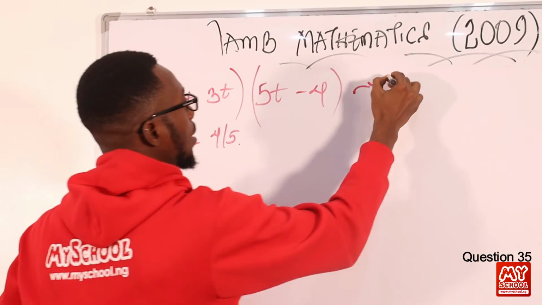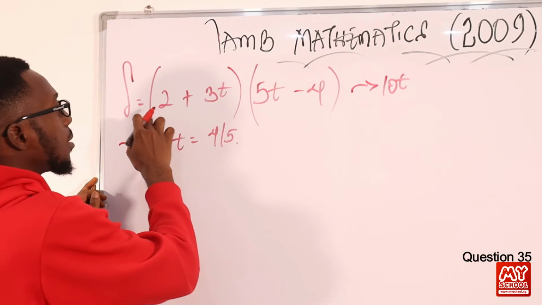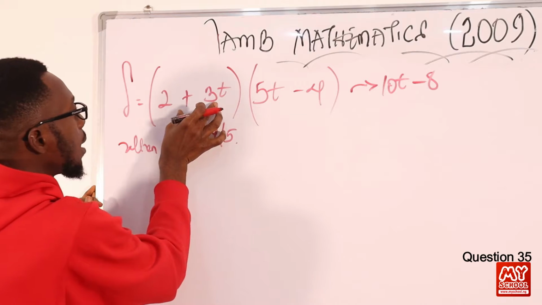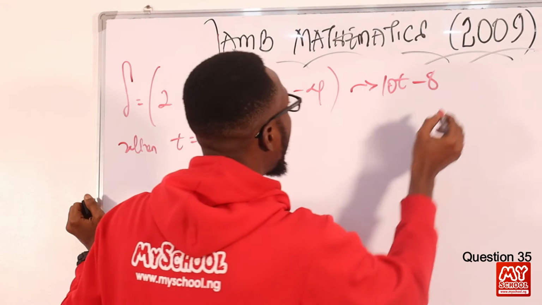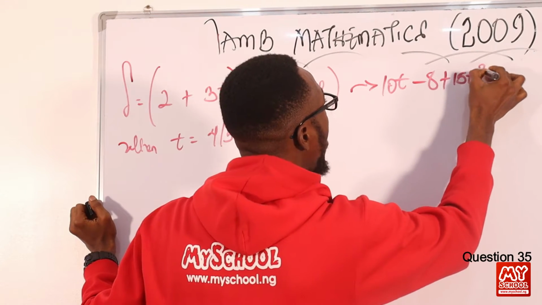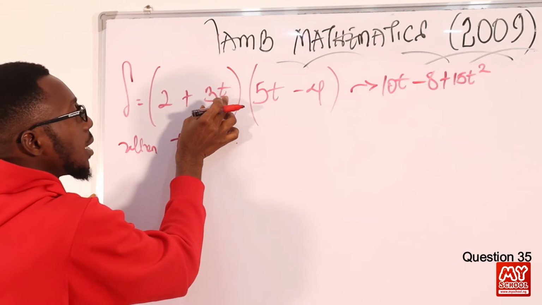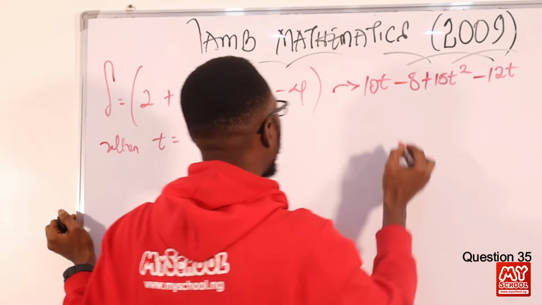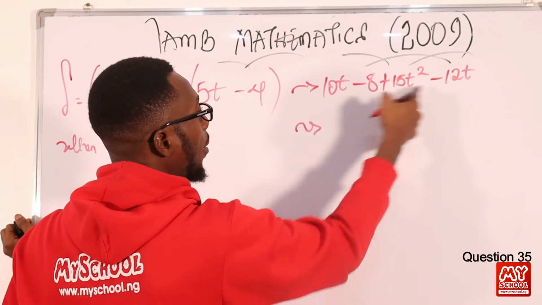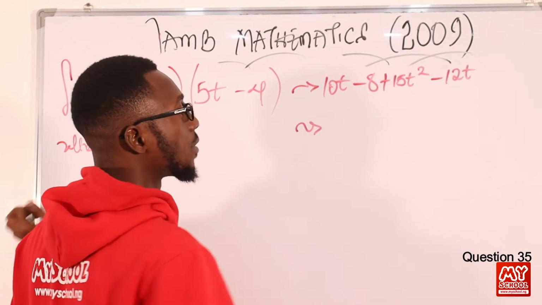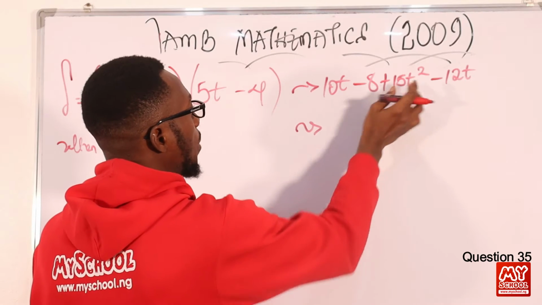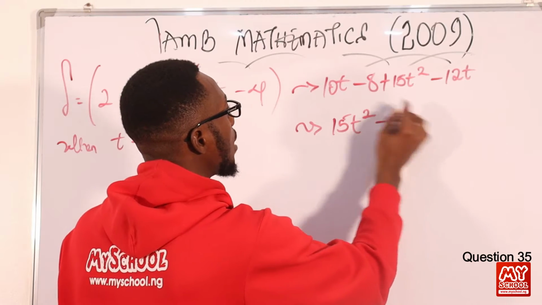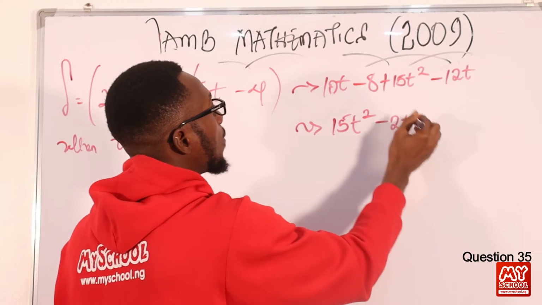2 times 5t, that makes 10t. Then we have 2 times minus 4, I have minus 8. I have plus 3t times 5t, I have plus 15t squared. Then I have plus 3t times minus 4, that should be minus 12t. If I collect like terms, I have 10t minus 12t, that is minus 2t. So 15t squared minus 2t, then I have minus 8.